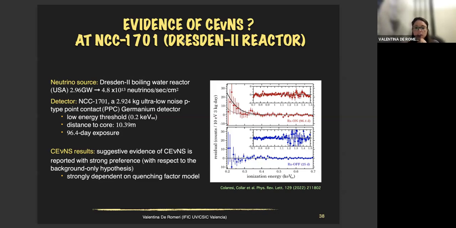In 2022, this collaboration released this paper where they claim suggestive evidence of CEvNS, which they report with strong preference with respect to the background-only hypothesis. This detector is interesting because it's a germanium one, and it is characterized by a low energy threshold. And as I was saying, this experiment uses neutrinos from a nuclear reactor. However, the interpretation of this result in terms of CEvNS observation is very strongly dependent on the quenching factor model.